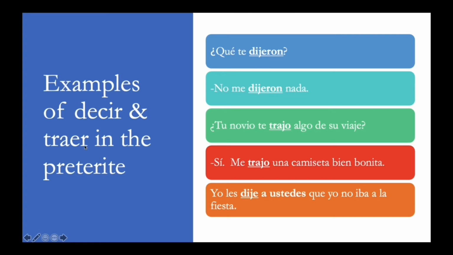So here are some examples of decir and traer in the preterite. ¿Qué te dijeron? What did they tell you? You notice right here there's no I. No me dijeron nada. They didn't tell me anything.